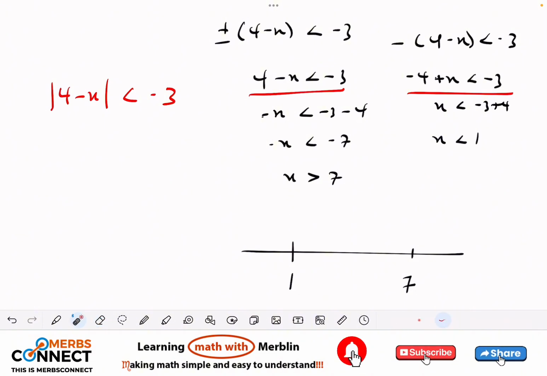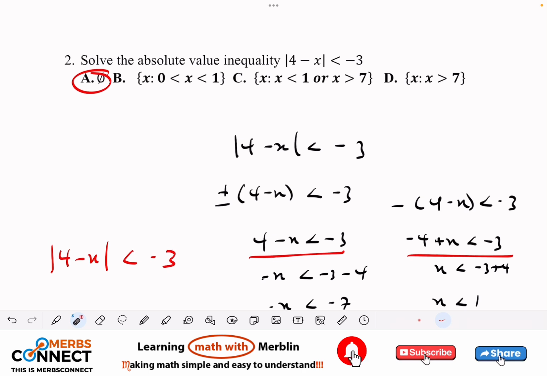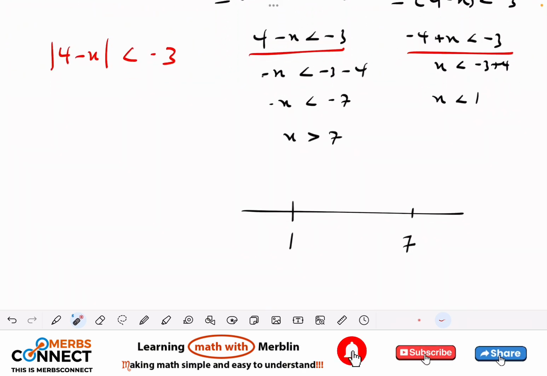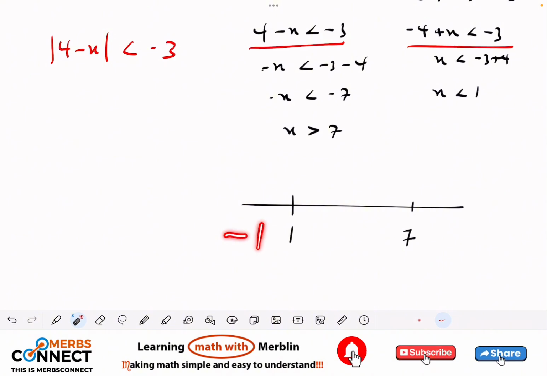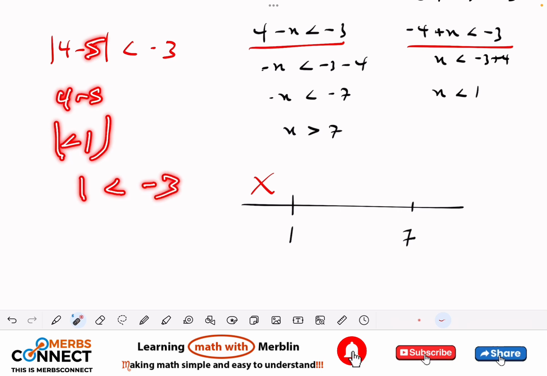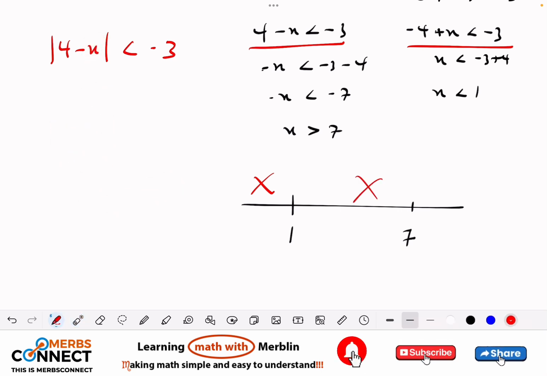Because when I do it here, it's going to satisfy, but we need to look at it satisfying the original equation here. So pick 0 or -1, plug it in. When I pick 0 here, 4 is not less than -3. When I even pick -1, I'll get 5. 5 is not this, so this is not true. Pick any value here. You can pick 6, you can pick -2, you can pick 5. When you pick 5 here, 4 minus 5 is -1. Absolute of -1 is 1. 1 is never less than this. So any here is not going to satisfy.